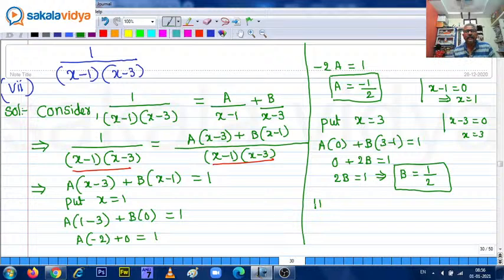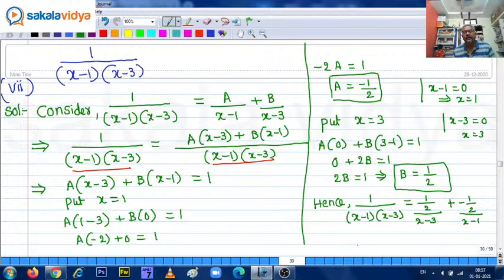Hence 1 upon (x minus 1) times (x minus 3) equals 1 by 2 upon x minus 3, a is negative, plus minus 1 upon 2 times (x minus 1). This can be rewritten as 1 upon 2 times (x minus 3) minus 1 upon 2 times (x minus 1). So these are the required partial fractions.